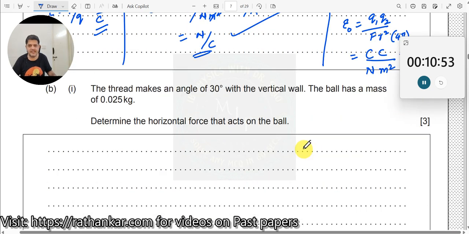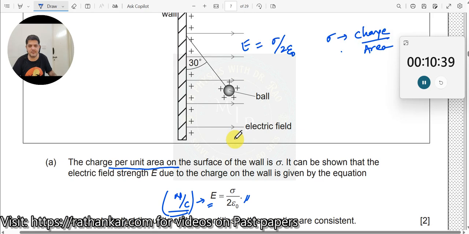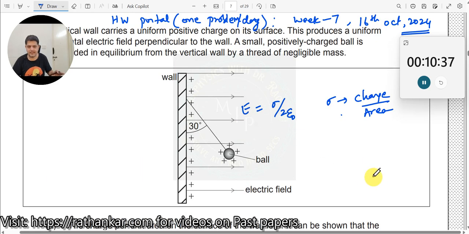Okay. Next question. The thread makes an angle of 30 degrees with the vertical wall. The ball has a mass of so much. Determine the horizontal force that acts on the ball. Okay, what is this question about? Drawing the free body diagram, getting the answer. Let me go back to the diagram here. So everything is clear. Now what is it that we need to do? This is very similar to what you have studied in your circular motion, right? So therefore what did we do here?